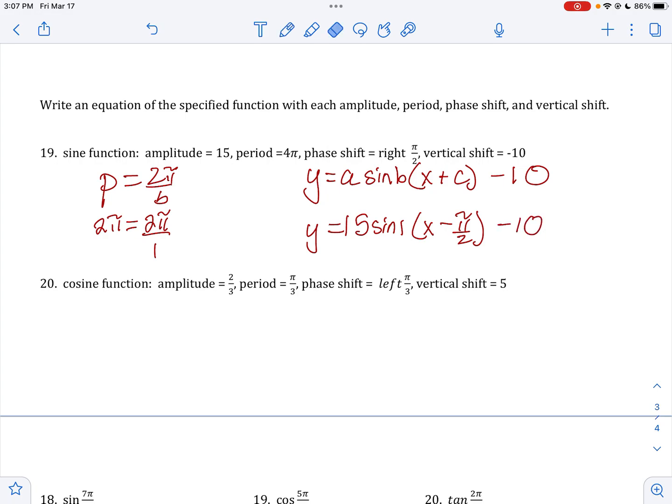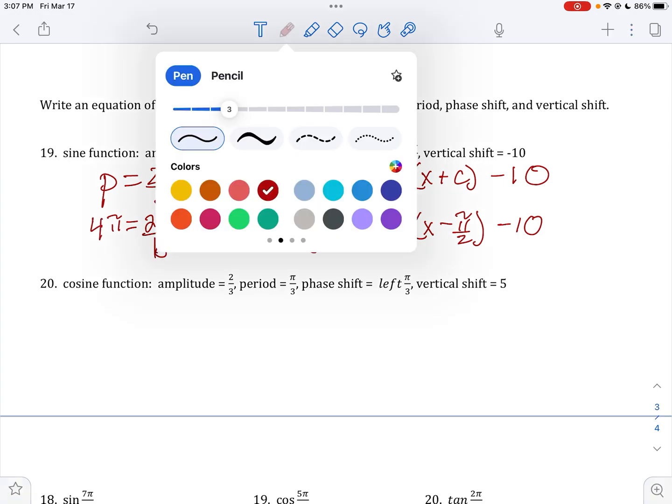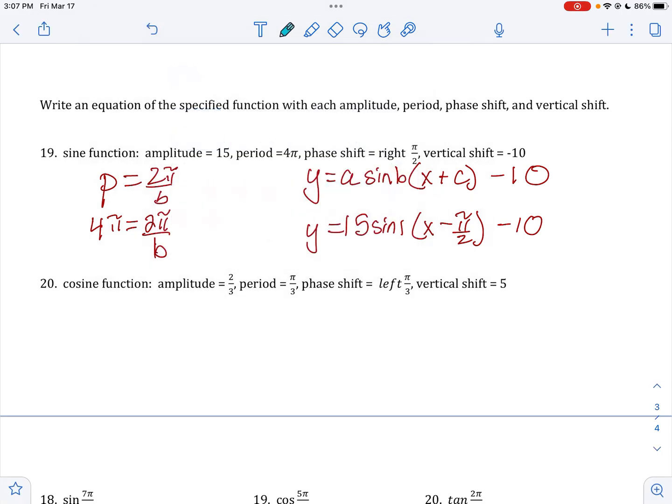Wait, I messed this up. Sorry, our period is 4 pi. So to figure out what this is, we got to do some solving. This was my bad. Times b. So 4 pi b equals 2 pi. Divide by 4 pi. So we have 1/2. So this should be half in there.